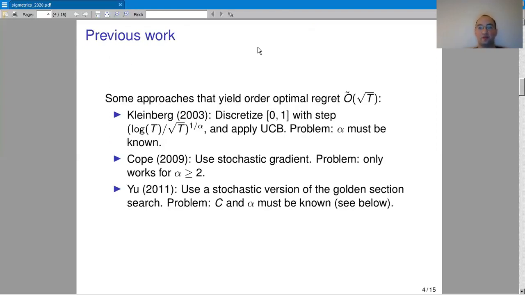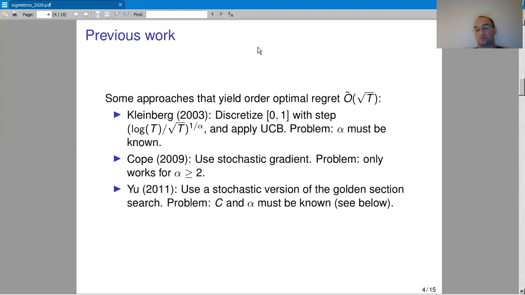First of all, it should be understood that the optimal regret that can be obtained is, up to a logarithmic term, proportional to the square root of t. So it is typically something like square root of t times log of t. You may be wondering, what are the known approaches in order to get order-optimal regret? The first approach is a discretization approach. Discretize the problem finely enough, and then apply an algorithm for the classical bandit, for instance, the UCB algorithm, the upper confidence bound algorithm, which is a classic algorithm. This is very good. However, we need to know alpha. We need to know the smoothness of the function.